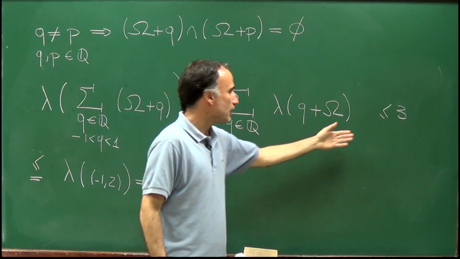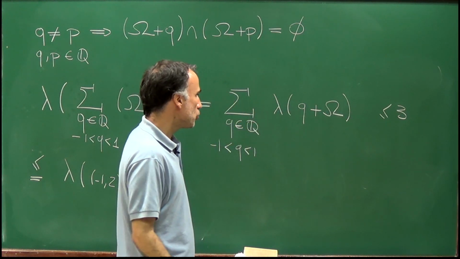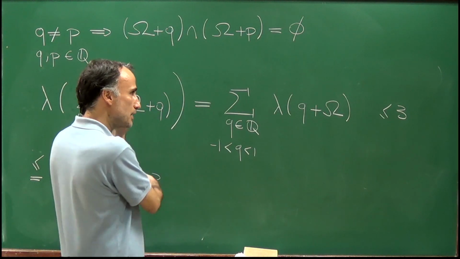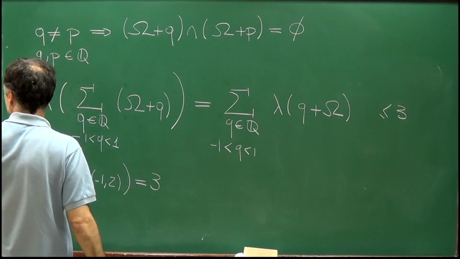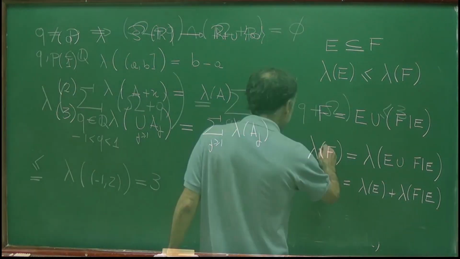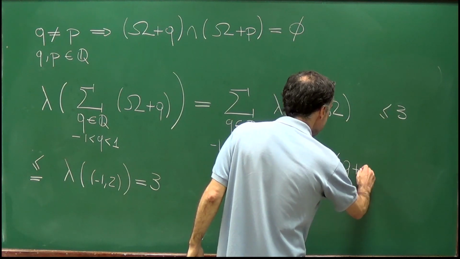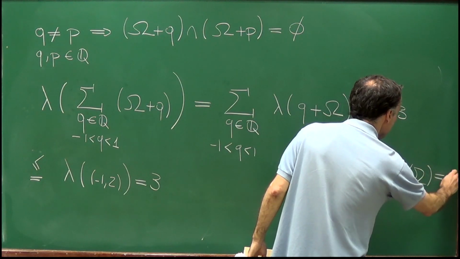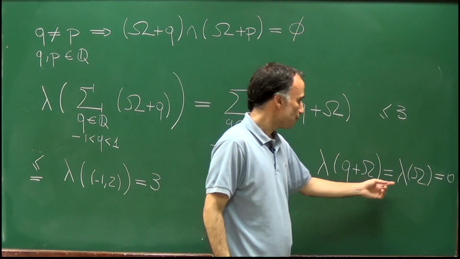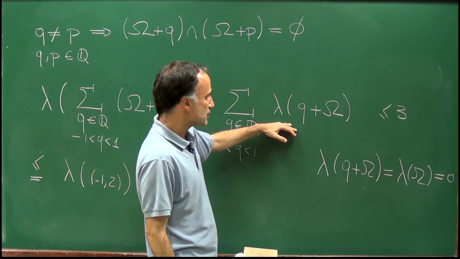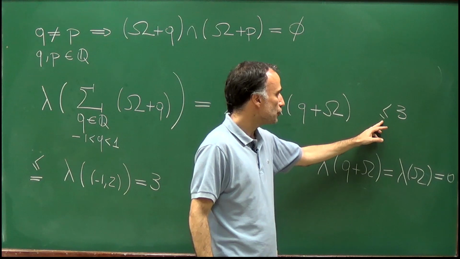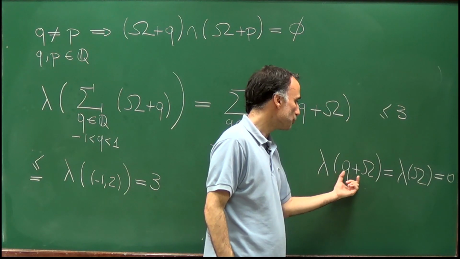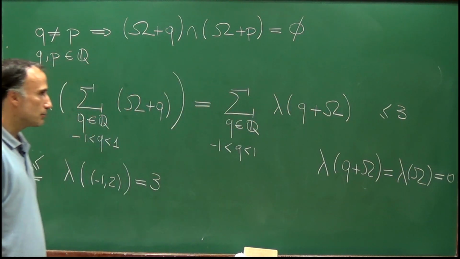Since this sum is bounded by a finite number, it must be equal to 0. So we just conclude that, if all the properties of lambda we wrote hold, then lambda of q plus omega, which is lambda of omega, should be equal to 0, right? Because if it were strictly positive, this inequality could not hold. So we concluded that the measure of omega, which is the measure of q plus omega, has to be equal to 0.